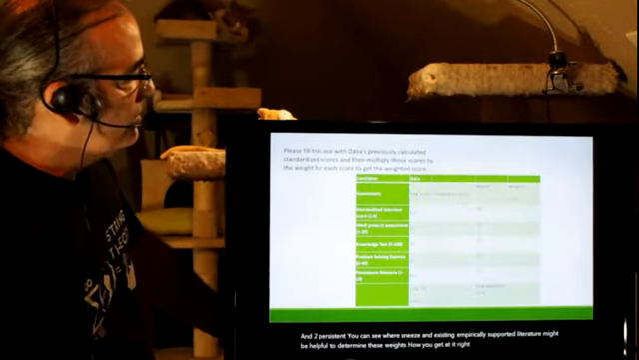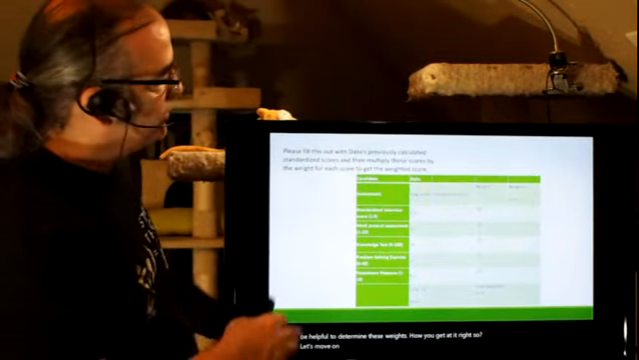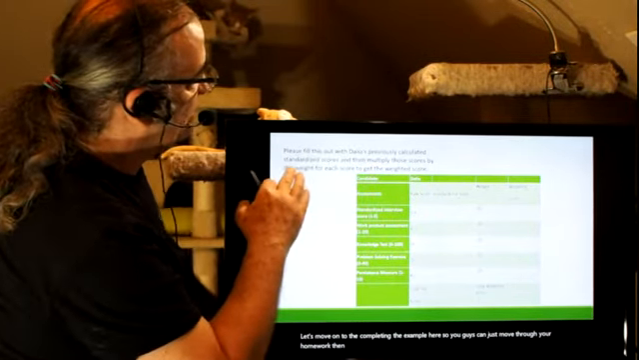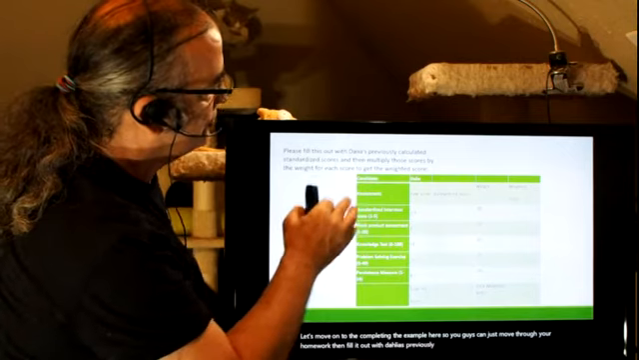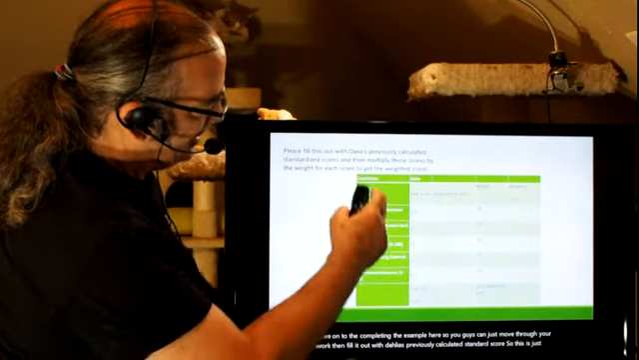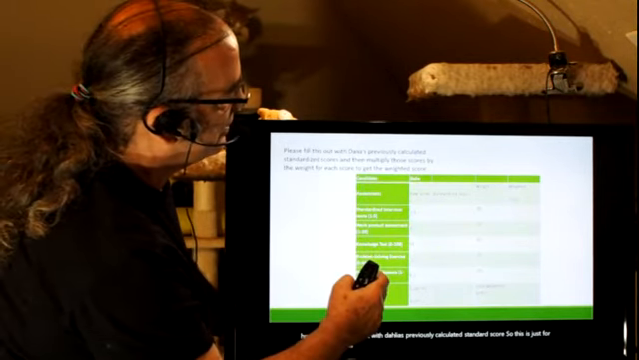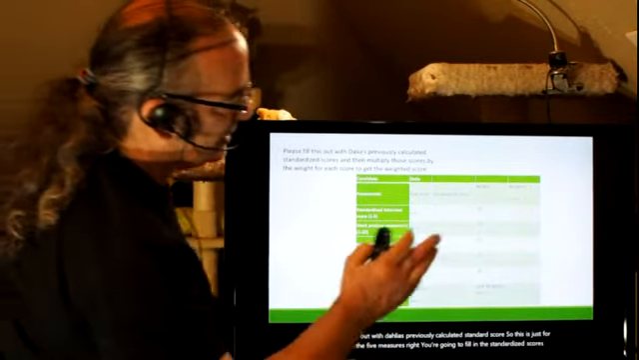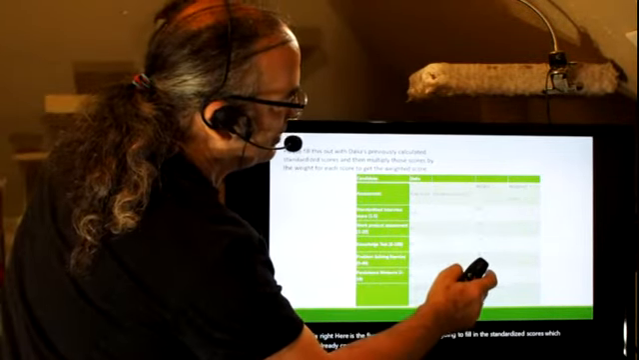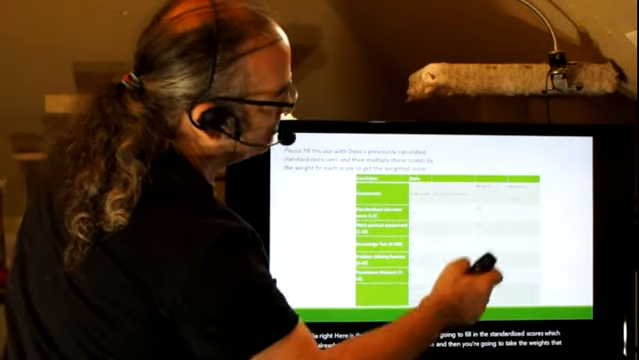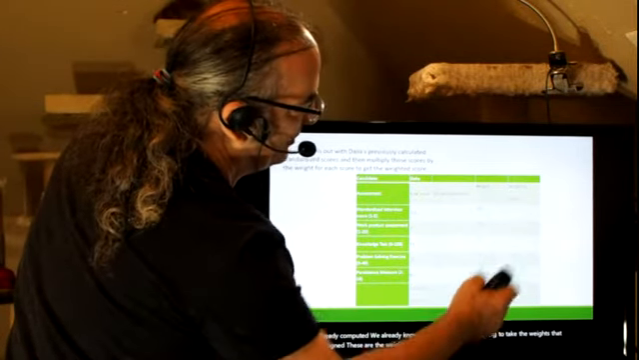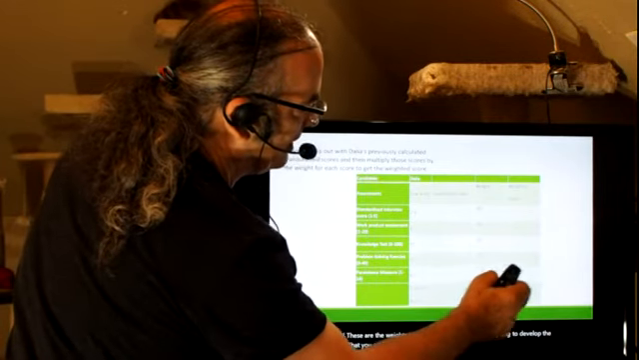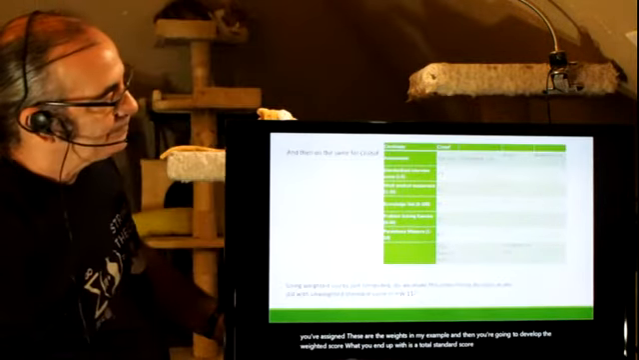Let's move on to completing the example here, so you can just move through your homework. Then fill it out with Dahlia's previously calculated standard score. So this is just for Dahlia, right? Here are the 5 measures. You're going to fill in the standardized scores, which we've already computed. We already know those. And then you're going to take the weights that you've assigned. These are the weights in my example. And then you're going to develop the weighted score. What you end up with is a total standard score and a total weighted score.